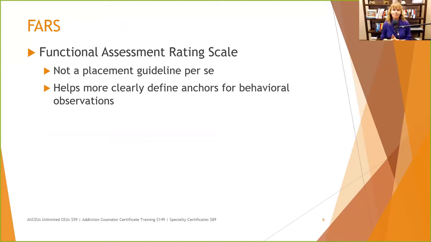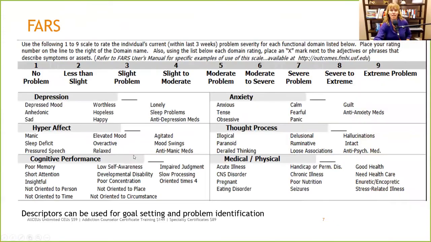So we're going to start out with the functional assessment rating scale. It's not a patient placement guideline per se, but it helps more clearly define anchors for behavioral observations. I do the FARS first because when I get down to the ASAM, when I'm looking at cognitive and behavioral issues that may impede recovery, the FARS has already identified what those are. And the nice thing is we do FARS at assessment and every reassessment, and clients can see incremental progress because it is a pretty incremental instrument. So we're just going to go through it really fast.